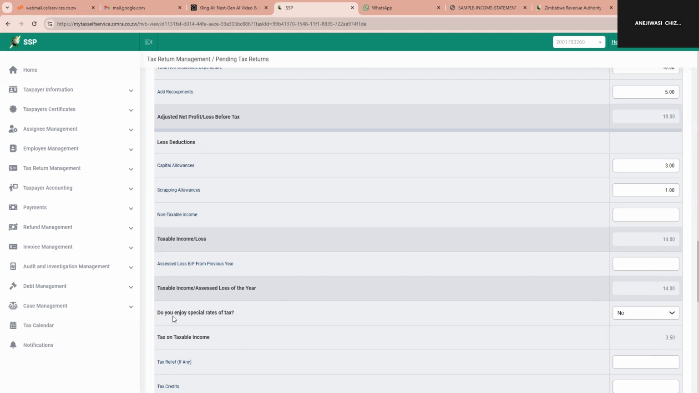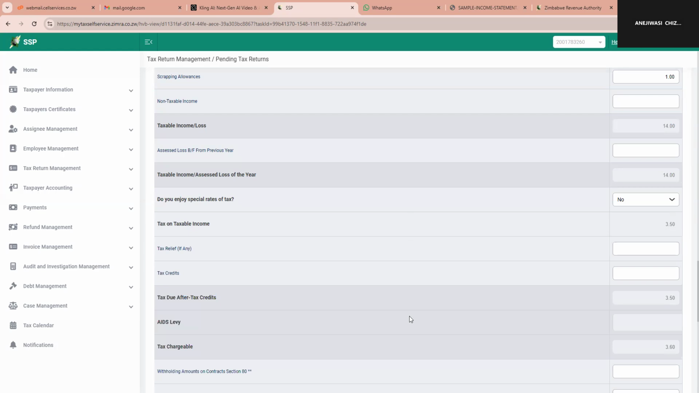Do you enjoy special rates? If you do, you say yes. If you don't, you say no. Right? These are special rates. Zimra must have authorized you to use different rates from the standard rates. So it's not like you are guessing. You must have got this authorization from Zimra. Are there any tax reliefs that you got? You put them up there. Are there any tax credits that you got?